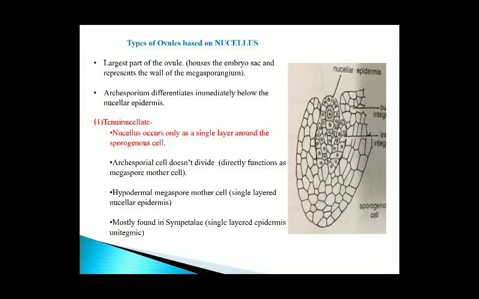Today we are going to talk about types of ovules on the basis of nucellus. You know that nucellus is the largest part of the ovule, and this nucellus houses the embryo sac and represents the wall of the megasporangium.